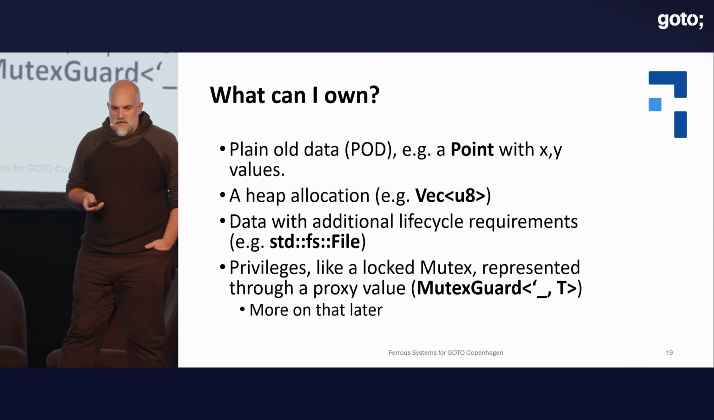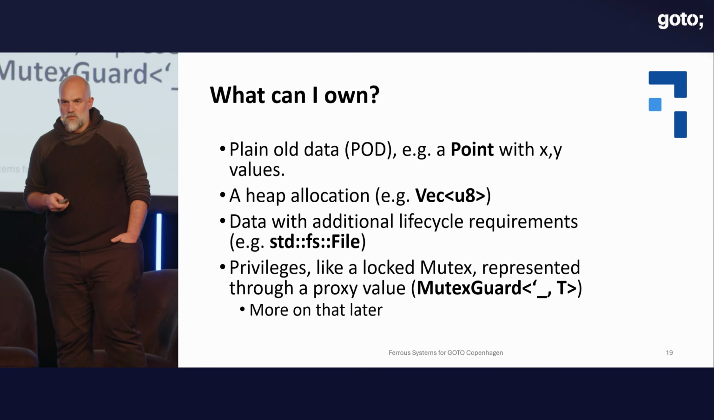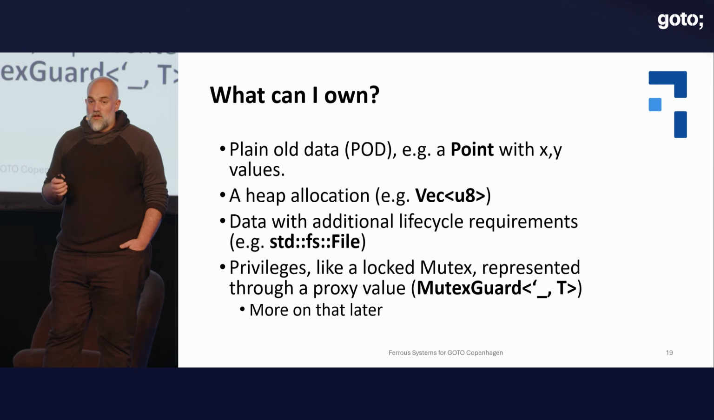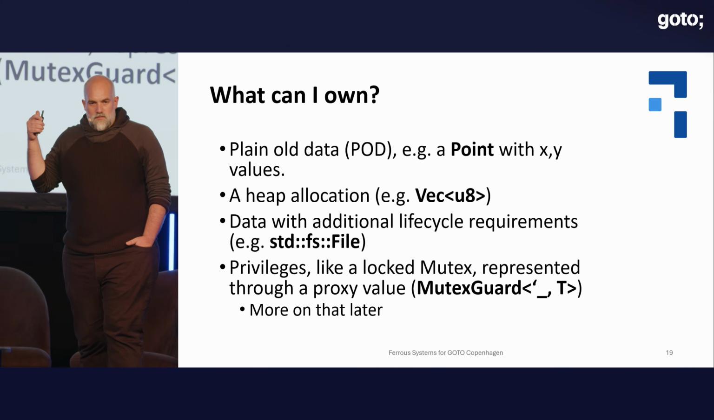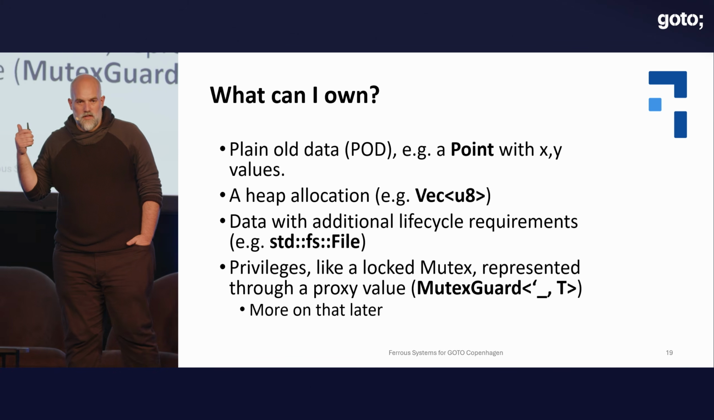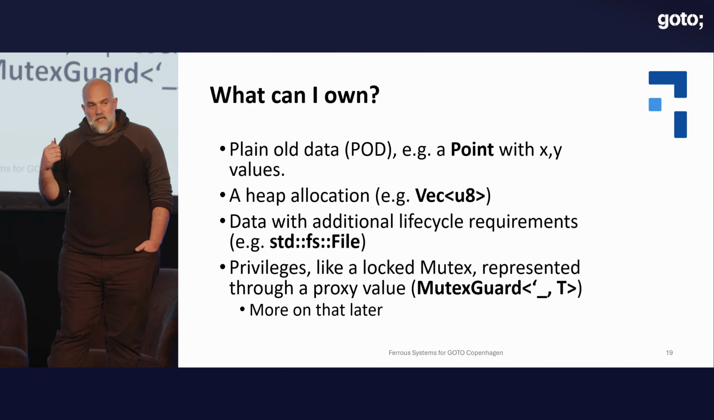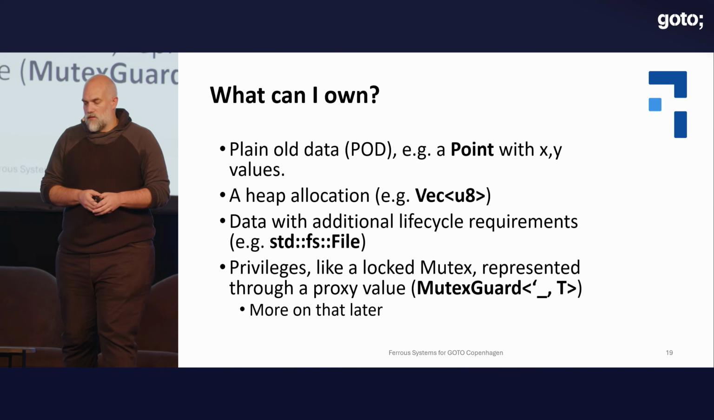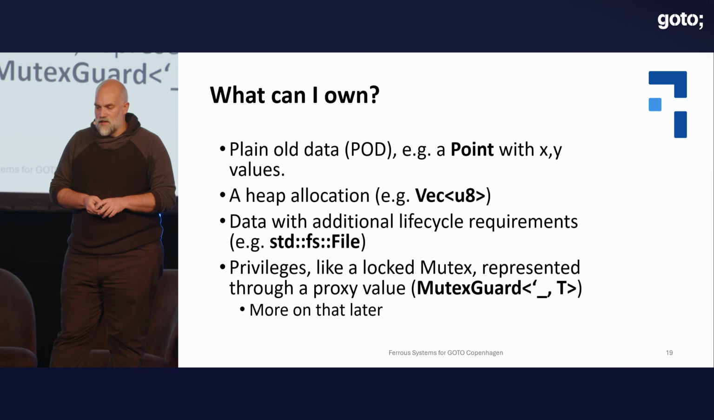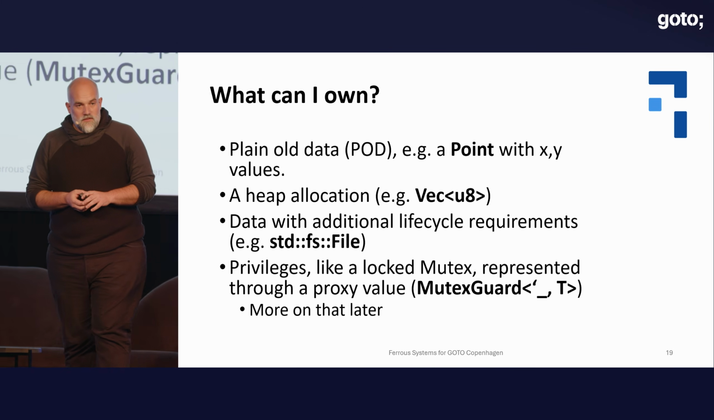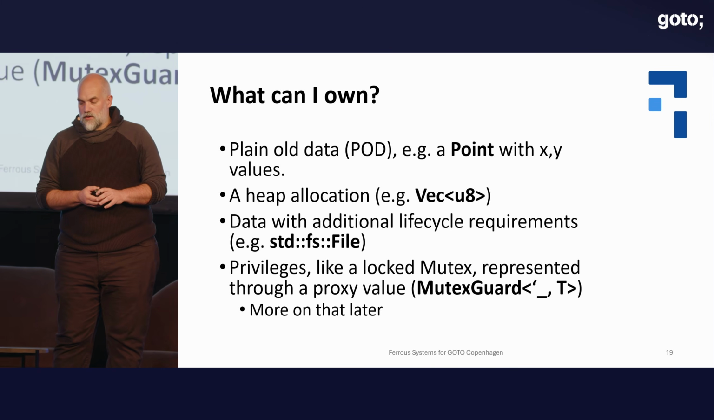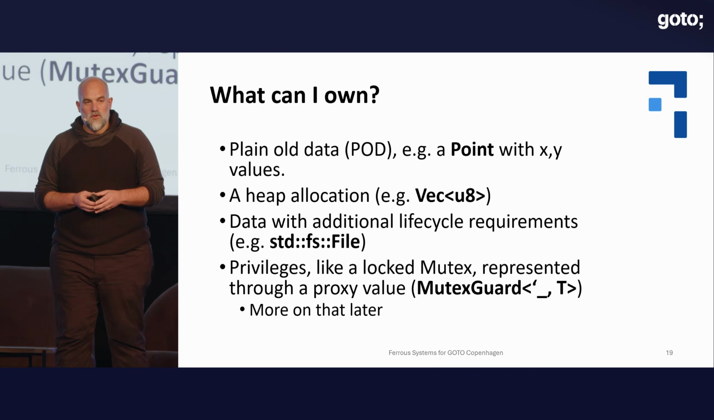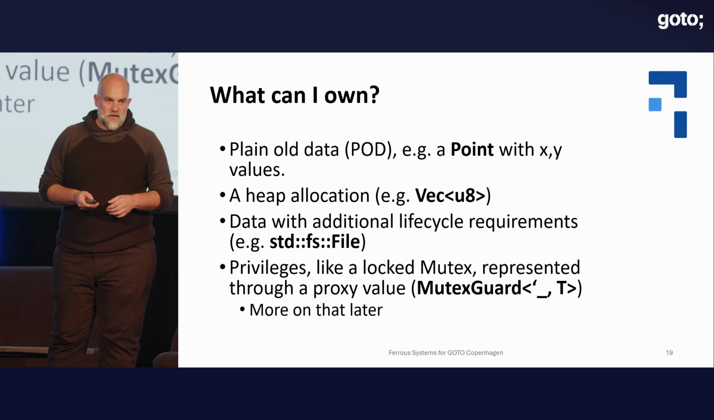But the important question here is, if Rust manages things by ownership, what can I own? And this is where it gets interesting. Rust works a lot by modeling what I even own. The simplest thing is plain old data, numbers in memory. That's fine. A heap allocation, for example, a vector that allocates a piece of memory and allows me to read and write to certain bits of it. I can have data with additional lifecycle requirements, for example, a file pointer, or even just things as ephemeral as the privilege to write into, for example, the data section of a mutex.